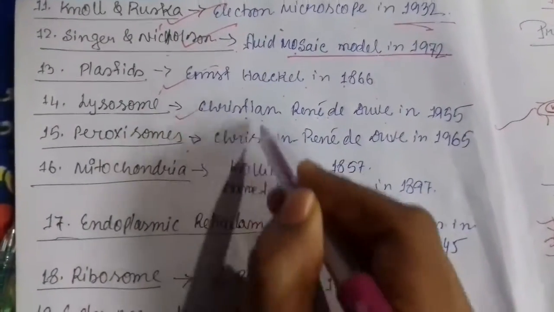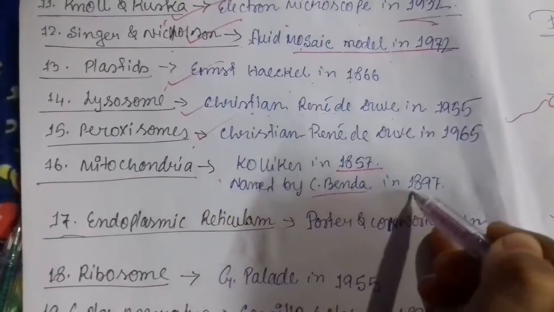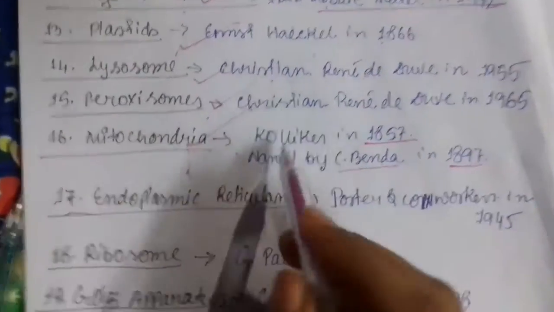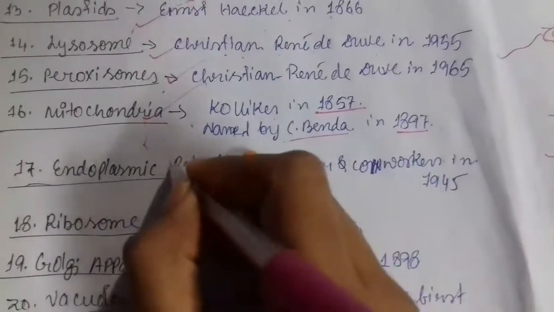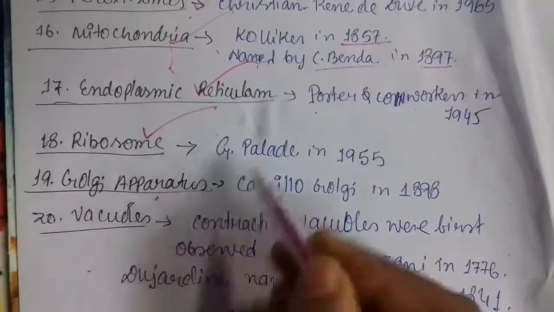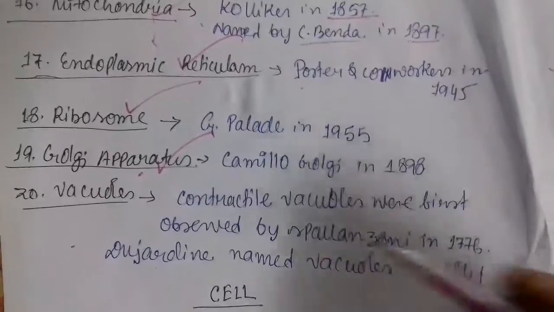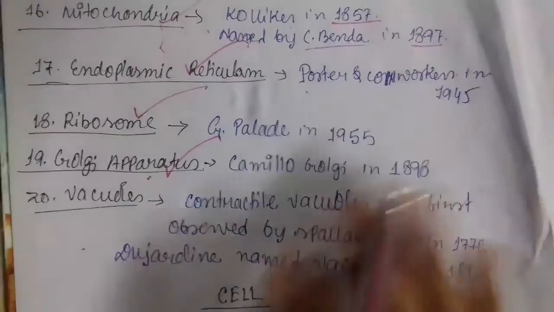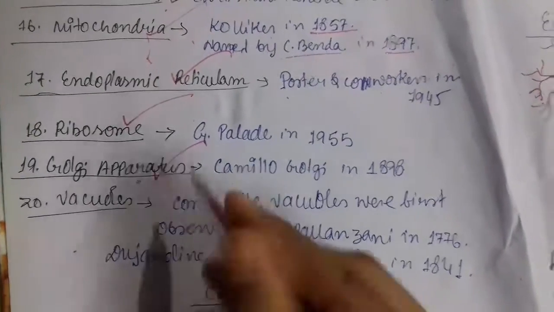Mitochondria by Kolliker in 1857 and named by C. Benda in 1897. Endoplasmic reticulum by Porter and his co-workers in 1945, ribosome by G. Palade in 1955, Golgi apparatus by Camillo Golgi in 1898, and vacuole. If I talk about the vacuole, then Dujardin named vacuoles, and contractile vacuoles were first observed by Spallanzani in 1776. So let's start our chapter.